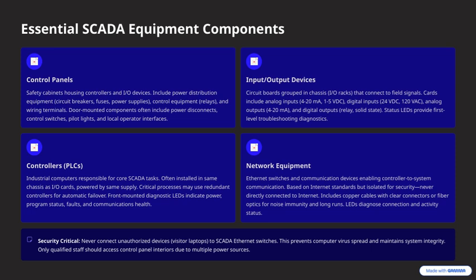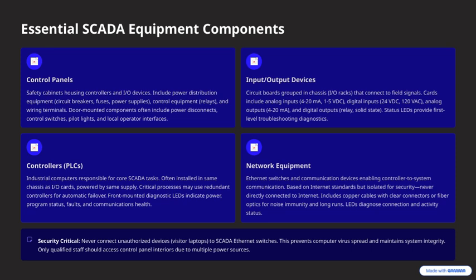Now let's talk about the network equipment itself. Industrial computers handle the core SCADA functions. Often, these computers are installed in the same chassis as I/O cards and share the same power supply, which simplifies the setup. For critical processes, we use redundant controllers so that if one fails, another can take over automatically, ensuring continuous operation. The diagnostic LEDs on these computers give us immediate visual feedback on power, programming, faults, and communication health.